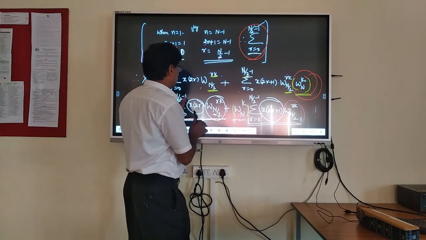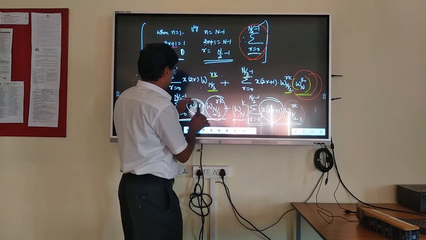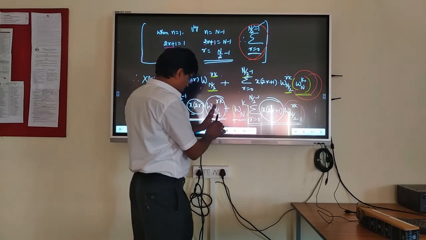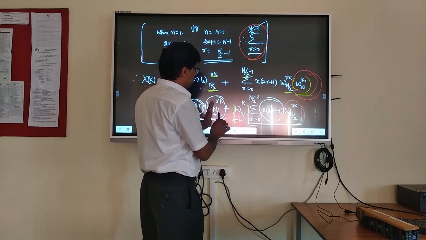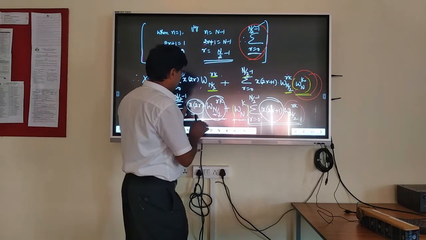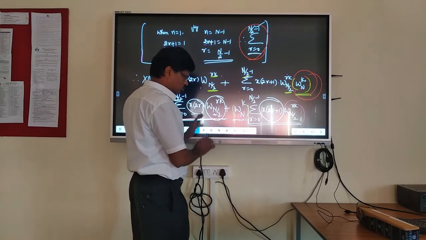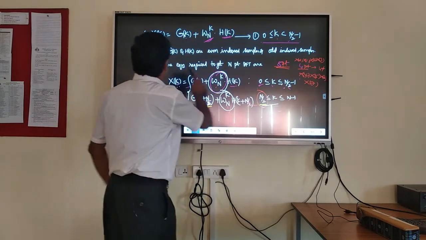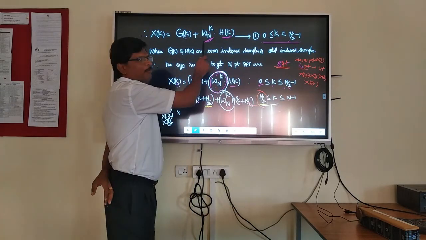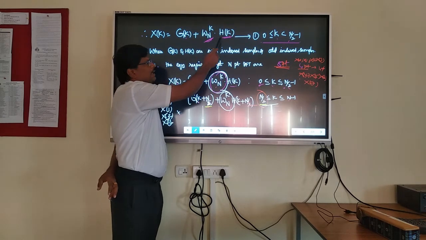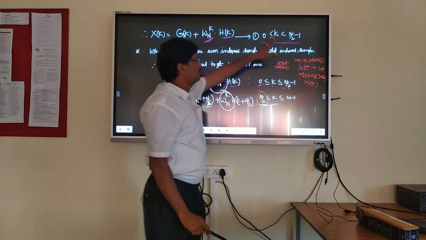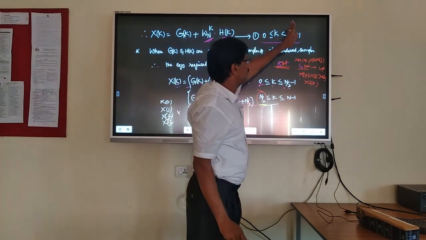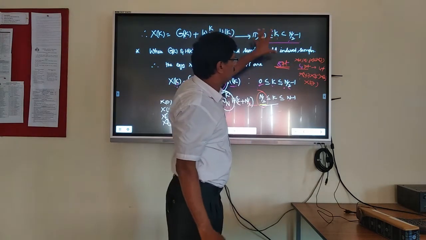G of k is nothing but the N by 2 point DFT of x of 2r. Omega N by 2 to the power rk is the other complex number. That means N by 2 into N by 2 squared, like that. Now I will write it like this: X of k is equal to G of k plus omega N to the power k into H of k. Here k ranges between 0 to N by 2 minus 1. That means 0 to half.